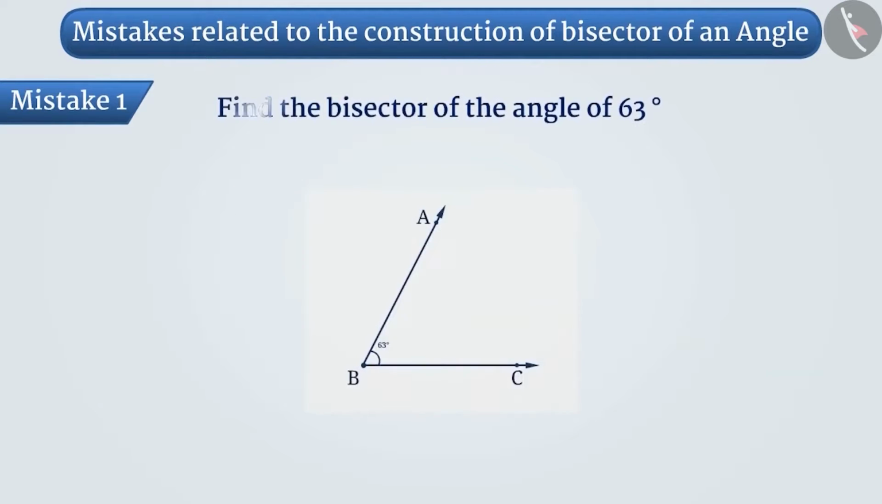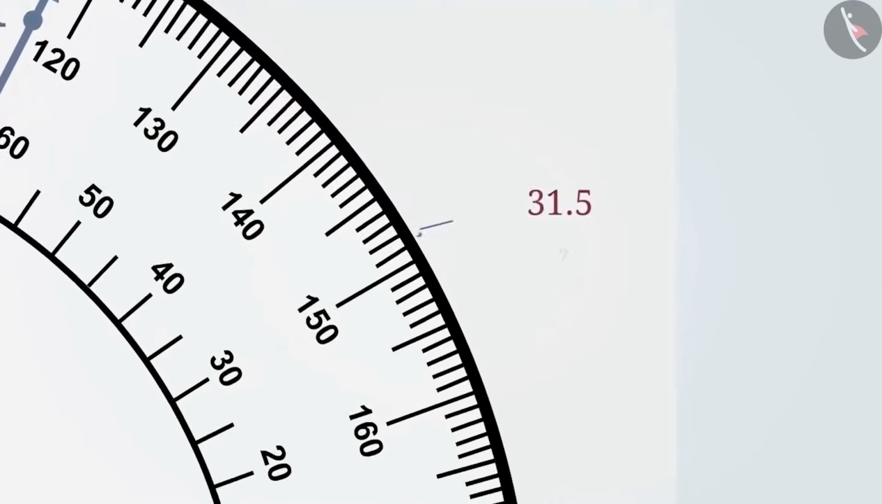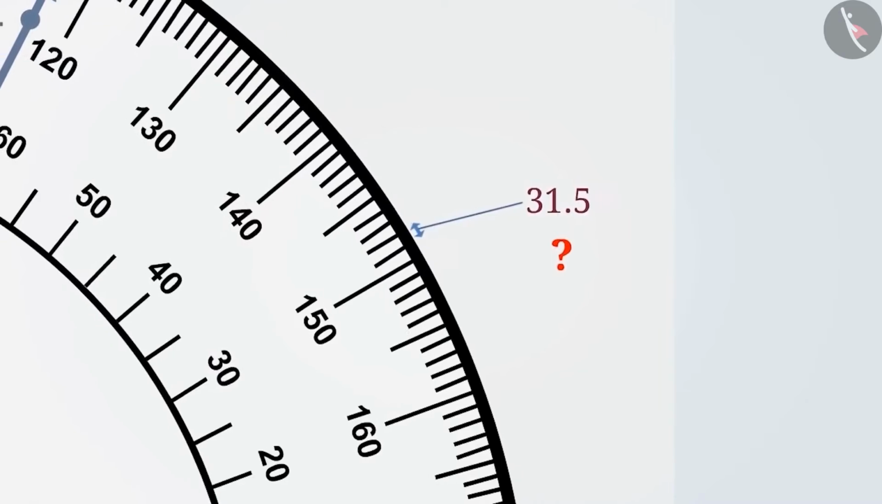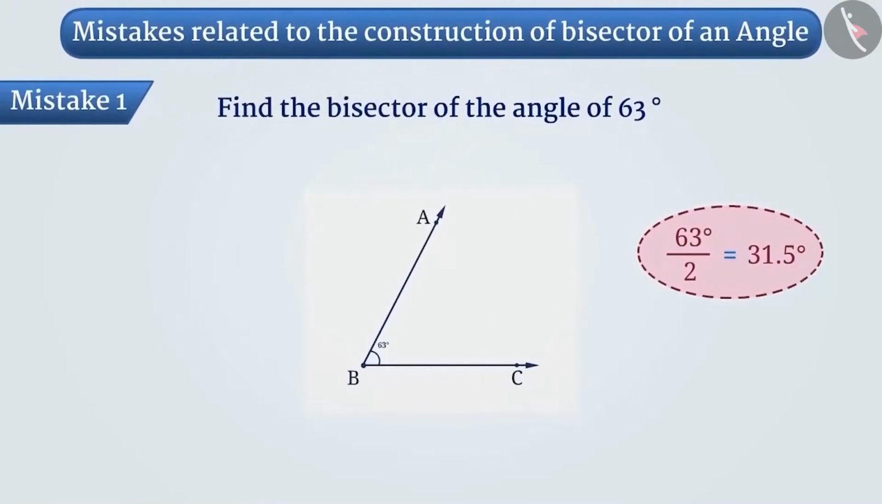Suppose we have to find the bisector of an angle of 63 degrees. Half of 63 degrees is 31.5 degrees. It will be difficult to identify it on a protractor accurately. In such a situation, we can find the bisector easily and accurately by drawing an angle of 63 degrees and creating a bisector using the compass.